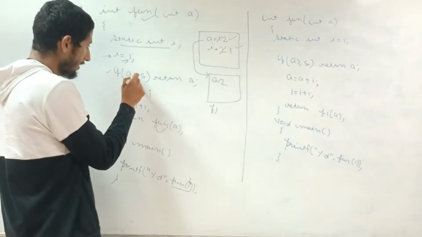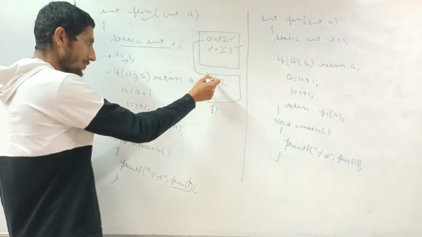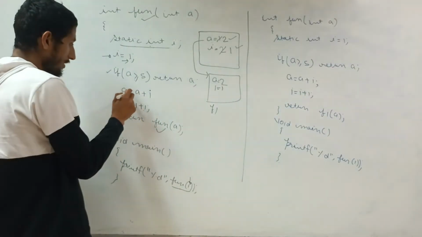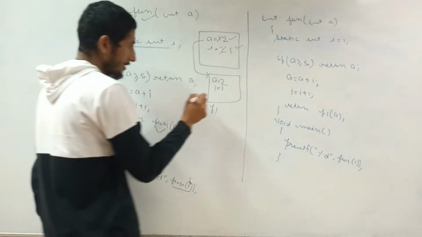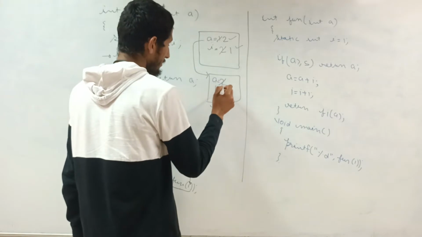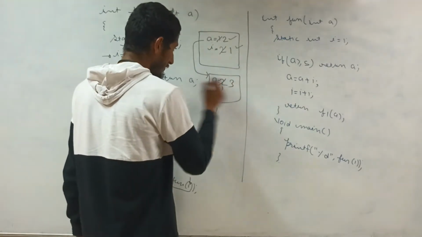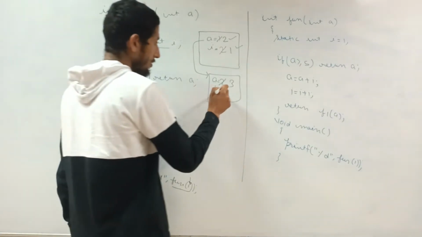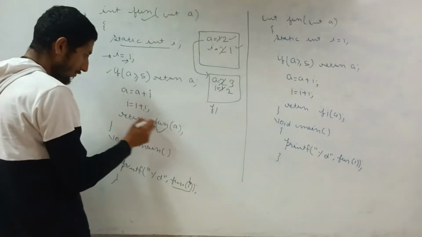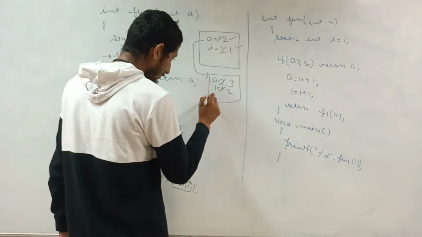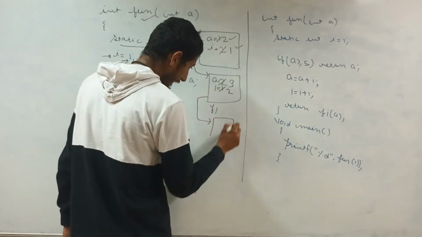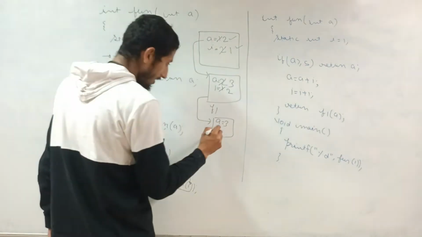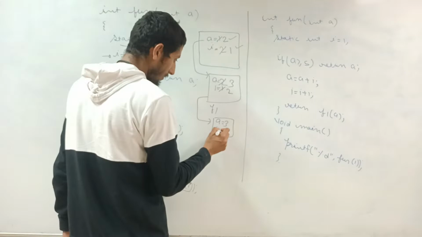If a is greater than or equal to 5, the condition becomes false because the value of a is 2. So here i equals 1 again. Then a equals a plus i, so the value of a becomes 3, and i becomes 2. Again you are going to call fun here, so a equals 3 and i equals 2 till this time.